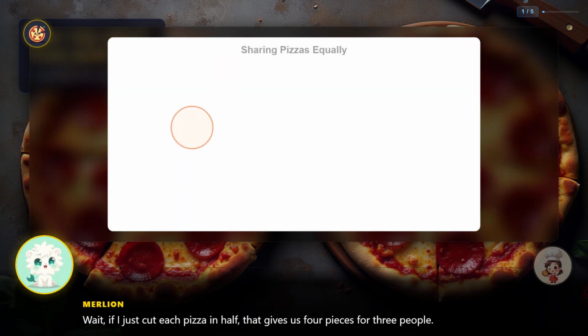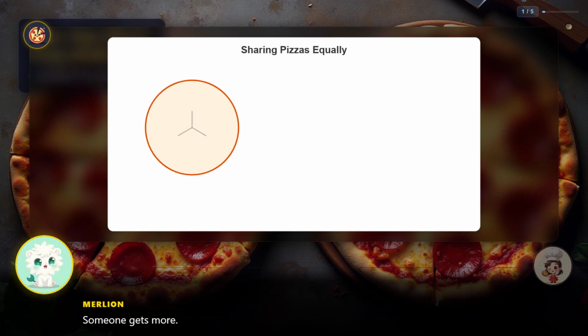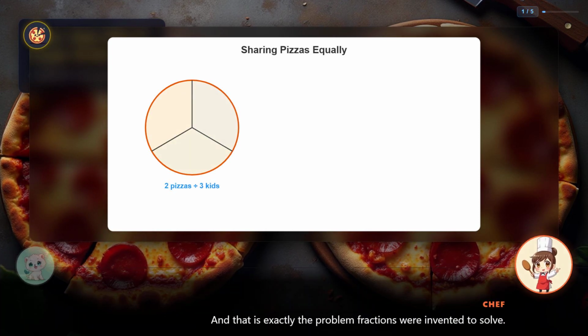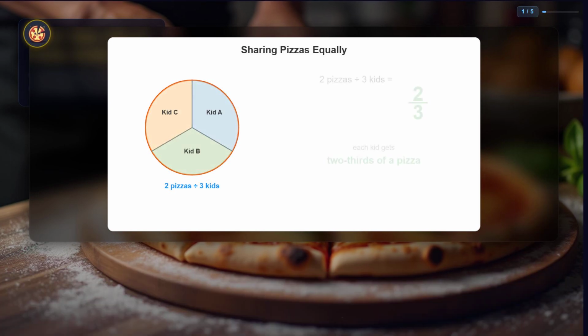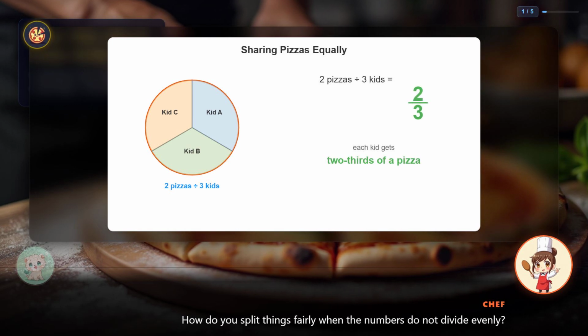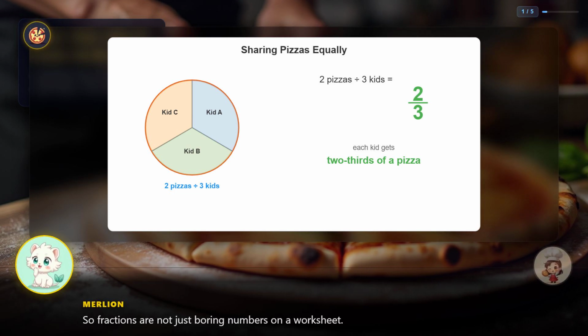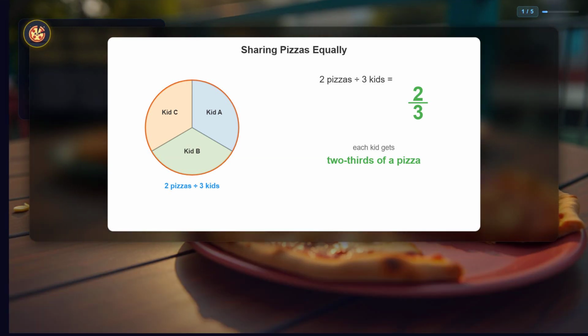Wait. If I just cut each pizza in half, that gives us 4 pieces for 3 people. Someone gets more. That is not fair at all. And that is exactly the problem fractions were invented to solve. How do you split things fairly when the numbers do not divide evenly? So fractions are not just boring numbers on a worksheet. They are the answer to hey, that is not fair.